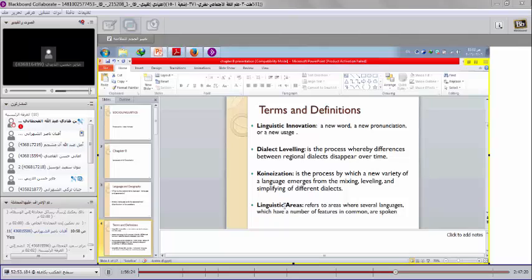Koineization is the process by which a new variety of language emerges from the mixing, leveling, and simplifying of different dialects. And the last one we will be inshallah discussing is linguistic areas, which refers to areas where several languages that have a number of features in common are spoken. So this is what is meant by linguistic areas.